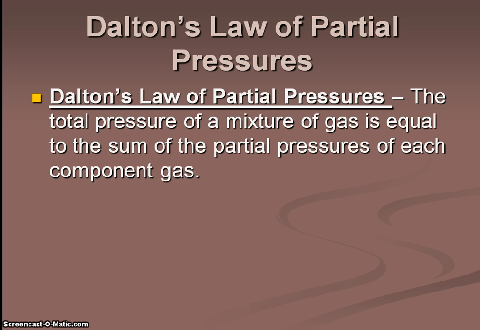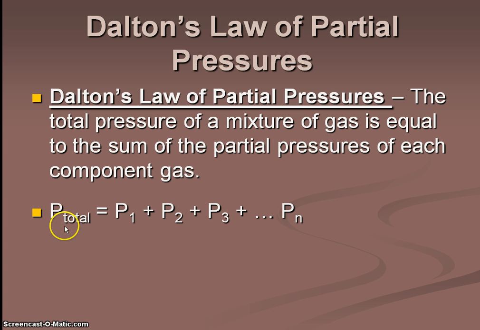And basically what it's saying is that if you have one balloon with a pressure of, say, 1 atm, and you have a second balloon with a pressure of 2 atm, if you put those two balloons together into one balloon, then the total pressure would be 3 atm. So basically you just take the partial pressures, which is just the pressure from one thing, and you add them together to get the total.